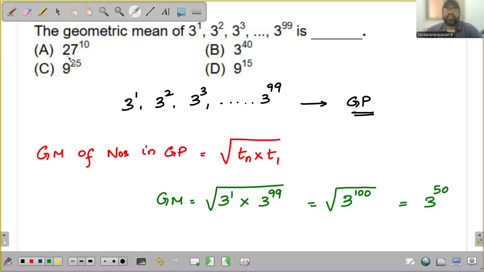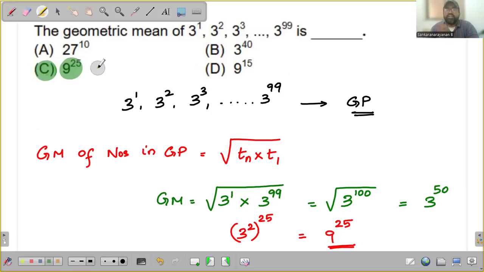Let me look at the options. It's quite weird to say there is no 3 power 50. But you know that this is nothing but the same thing, 3 power 50. It is nothing but 3 power 2, the whole raised to 25. That is, it is as good as 9 power 25. Please check whether 9 power 25 is there. Yes, option C reads 9 power 25.